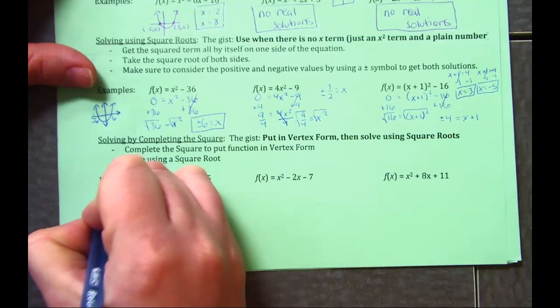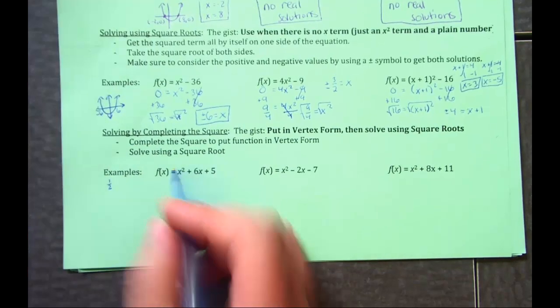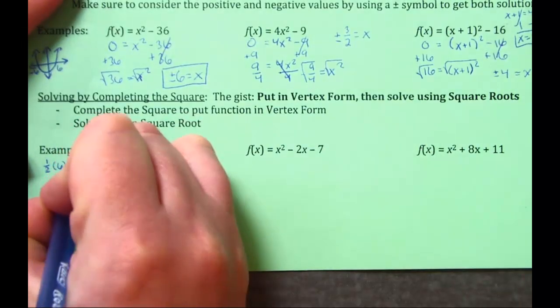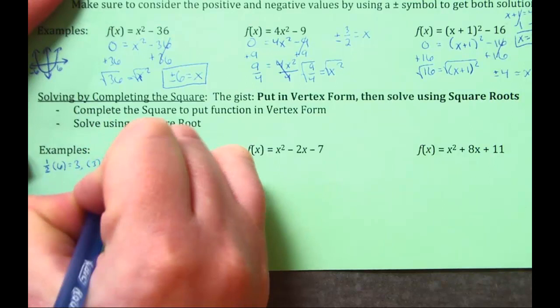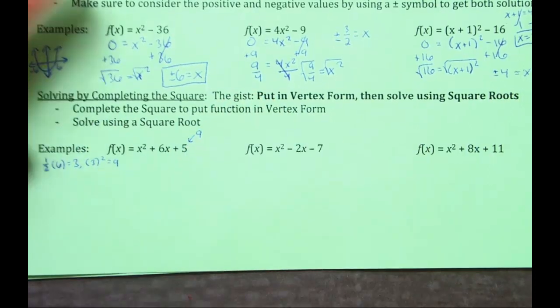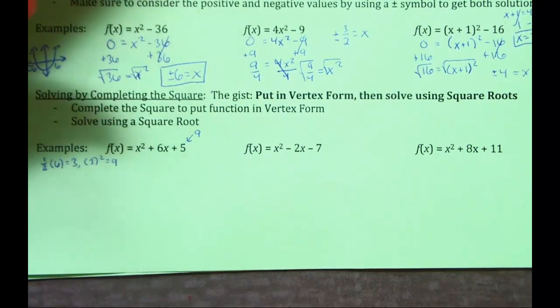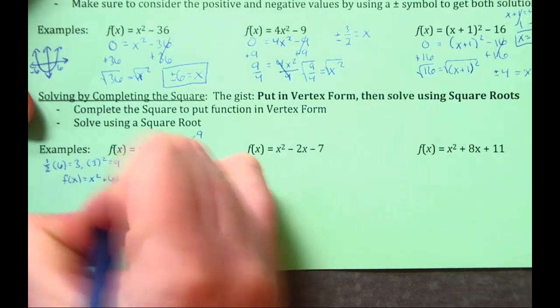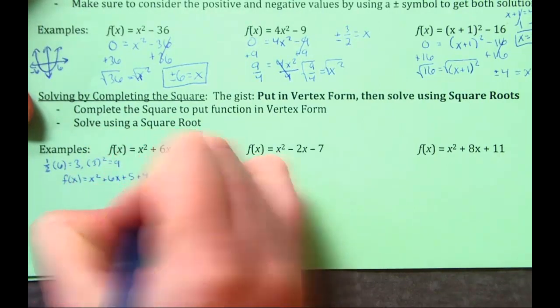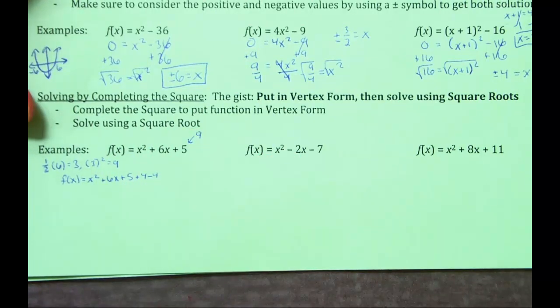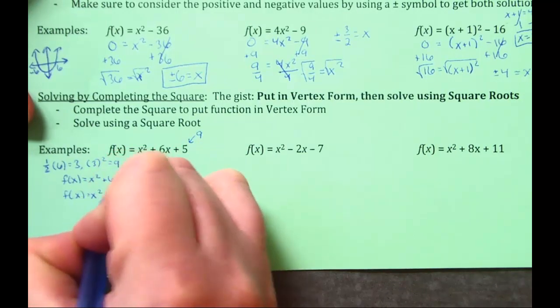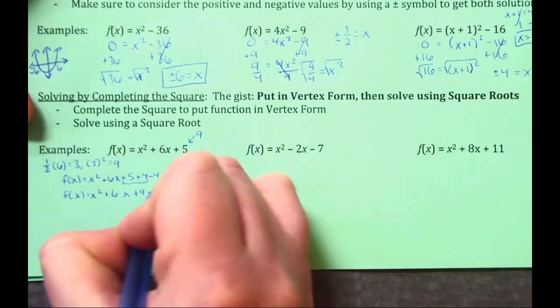So I'm going to come over here. Let me zoom in a little bit here. Half of 6 is 3. 3 squared is 9. So that should be a 9. In order to make that a 9, we have to add 4, because 5 plus 4 is 9. So I'm going to rewrite that as f of x equals x squared plus 6x plus 5 plus 4, and then minus 4. So this becomes our 9. So now I have f of x equals x squared plus 6x plus 9 minus 4.